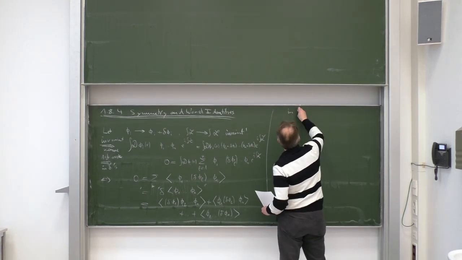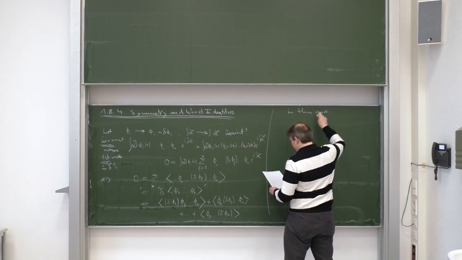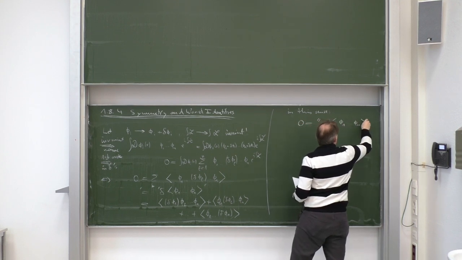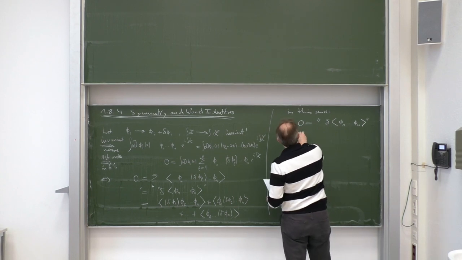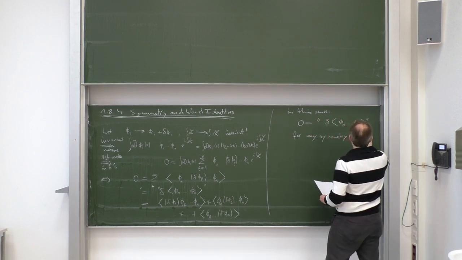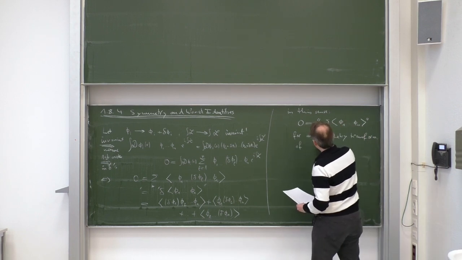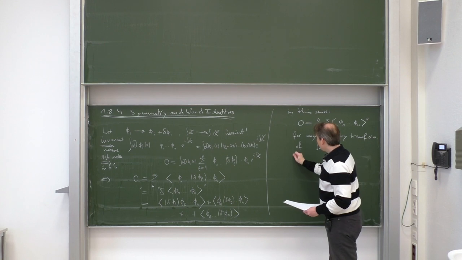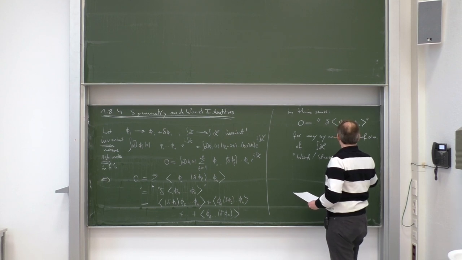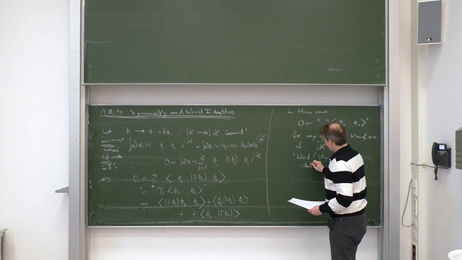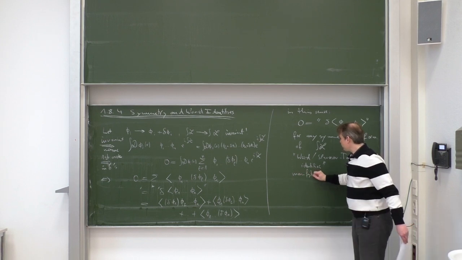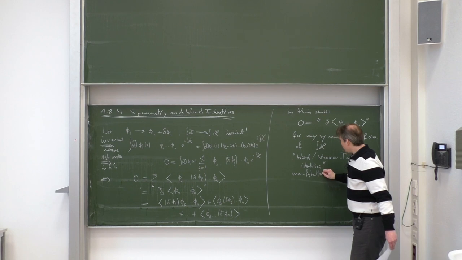So to summarize, in this sense, using just the abbreviated form, delta of phi 1 to phi n vanishes for any symmetry transformation of the action. And this is called Ward or Slavnov-Taylor identities. And they correspond to a manifestation of the symmetry on the level of green functions.